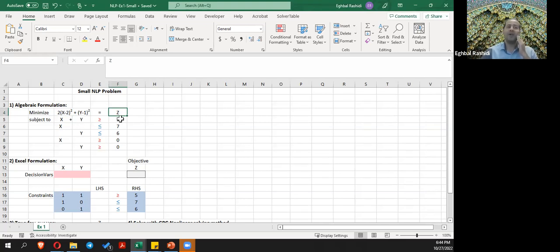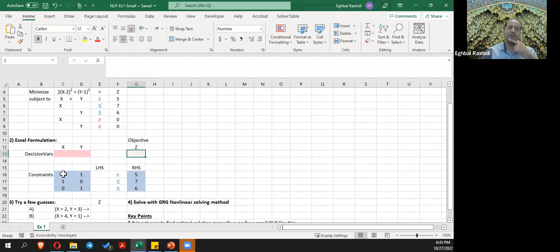x plus y has to be greater than 5. x should be less than 7. y should be less than 6. And x and y, we want them to be positive. Okay. So we're going to set up our model in an Excel friendly model. So we're going to define a decision variable, x and y here. This is a decision variable. The objective function is going to be here. These are the constraints here.